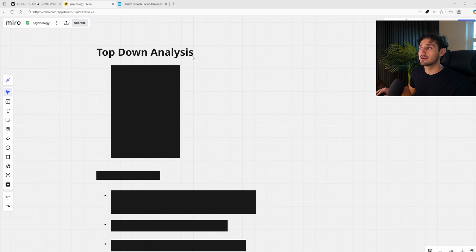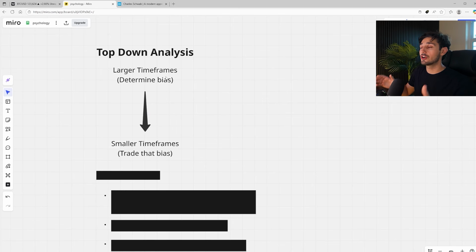And all that top-down analysis refers to is looking at the larger and higher time frames first to determine and develop a bias. And from there, you go to the smaller time frames to trade and execute on that bias. A bias is essentially your determination on whether prices are bullish and likely to go up, or bearish and likely to go down, or if prices are sideways and they're likely to just chop around and not really do anything.